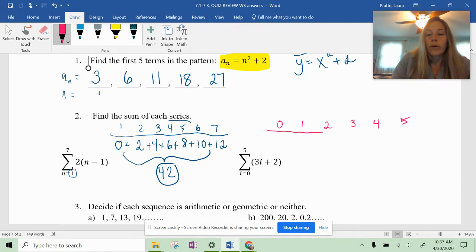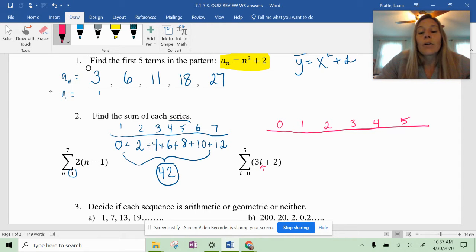So obviously I'm going to plug those numbers in for this variable here, and then what I get, my numbers in my sequence, I'm going to add them together. So when I plug a 0 in, I end up with a 2. When I plug the 1 in, I have 3 plus 2, which is 5. When I plug in the 2, 3 times 2 is 6. 6 plus 2 is 8.